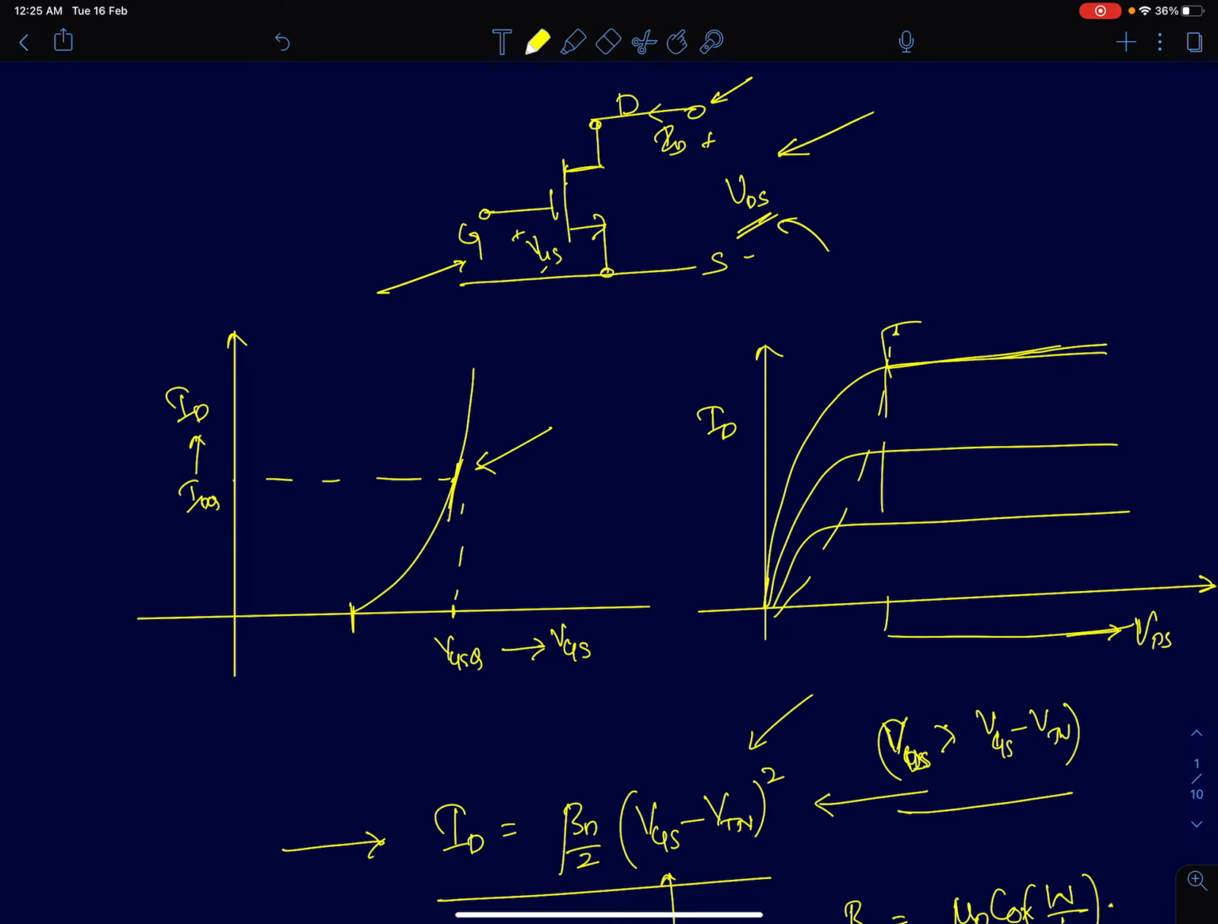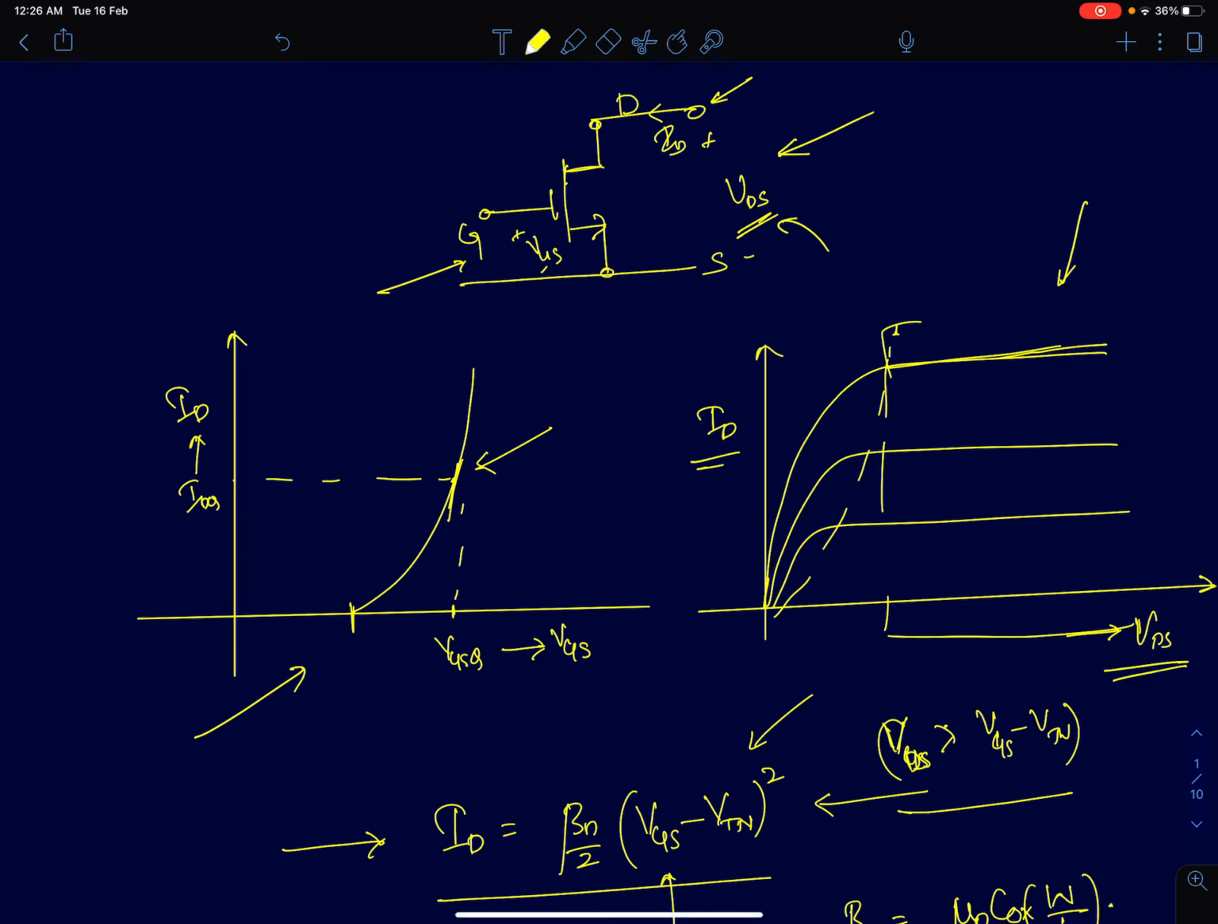We discussed two IV characteristics graphs. The first one shown here is the transfer characteristics, which represents the change in the drain current in response to an input voltage, which happens to be the gate to source voltage. And then we also discussed the output characteristics, which plots the output current with respect to the output voltage.